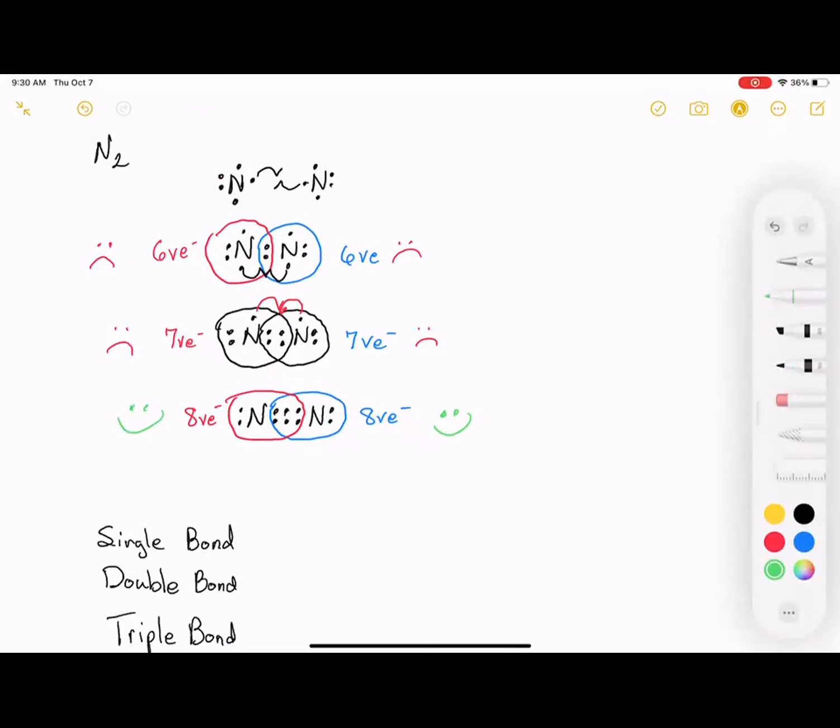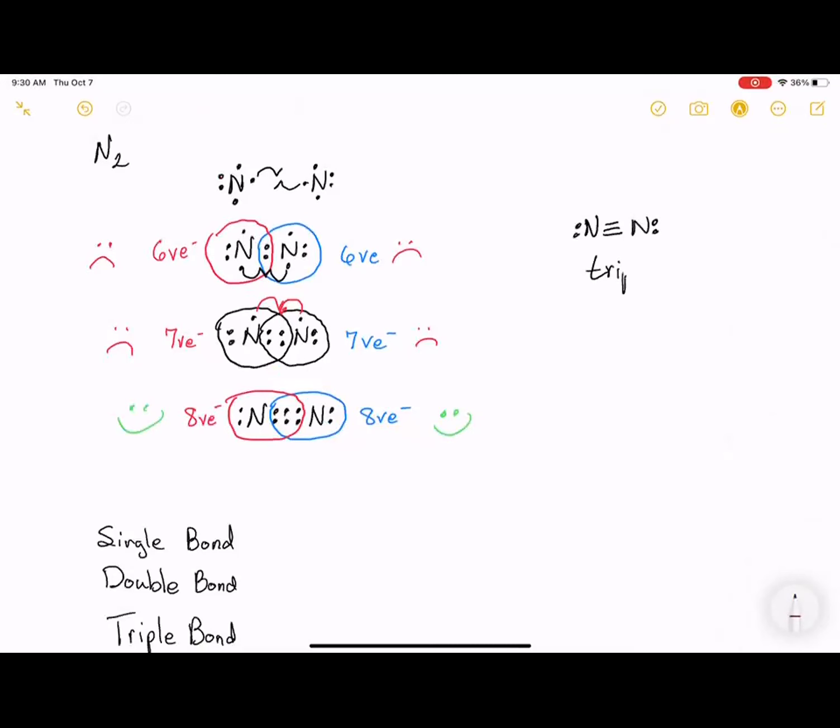Now, we don't usually illustrate it in this format. Instead, we use lines to represent a pair of electrons. So we have 3 pairs of electrons shared, so we use 3 lines. This is called a triple bond. When you have the 3 lines, it means that there are 6 electrons shared between the 2 atomic nuclei.